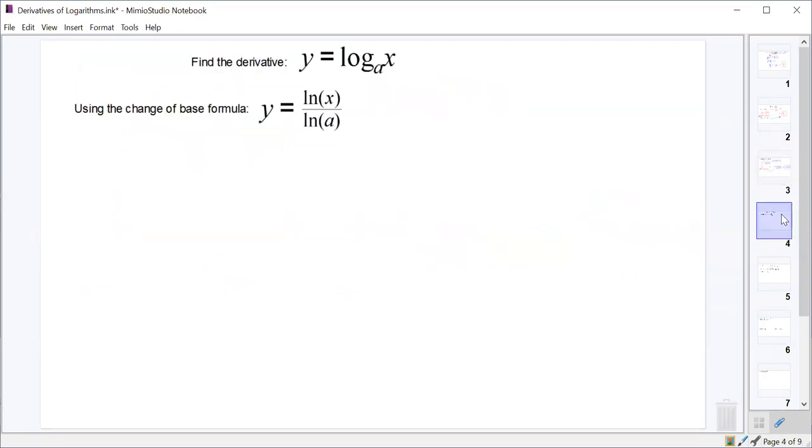Perfect. All right. So next thing we're going to do is see if we can find the derivative of log base a of x, where a is a whole number greater than 1. So where a is like 2 or 3 or 4 or something like that. Because we don't do a base 1 for logarithms, and we don't do negative bases or base 0 for logarithms.